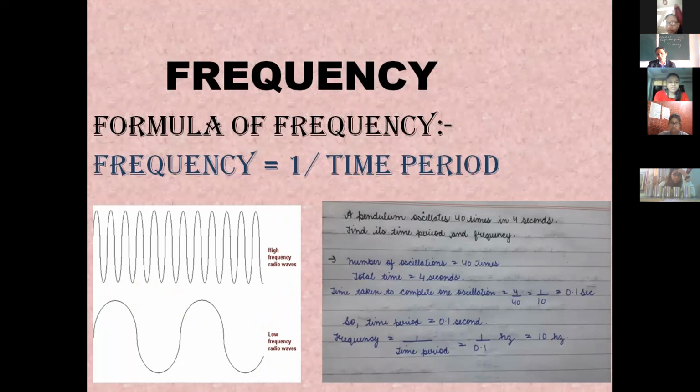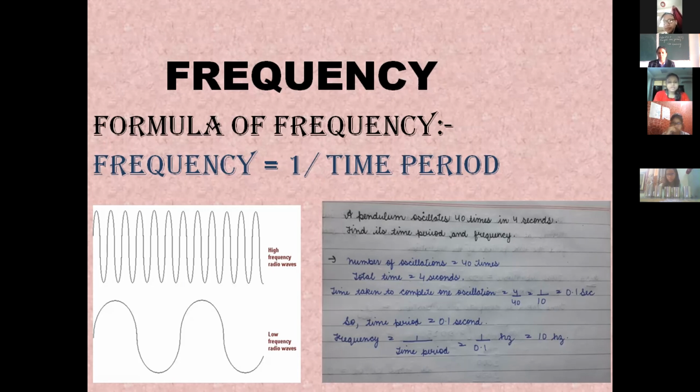Next is frequency. The number of oscillations completed by a vibrating body in 1 second is called the frequency. The formula of frequency is equal to 1 by time period. Now let's discuss an example. A pendulum oscillates 40 times in 4 seconds. Find its time period and frequency.